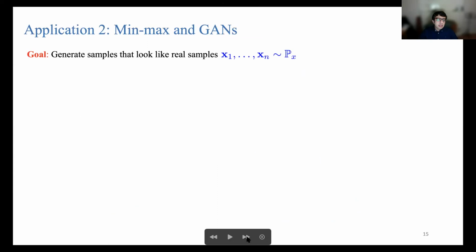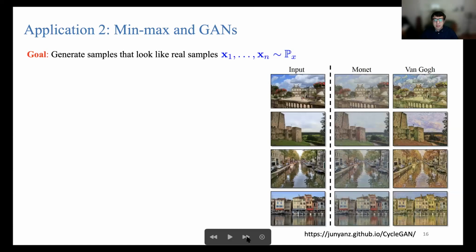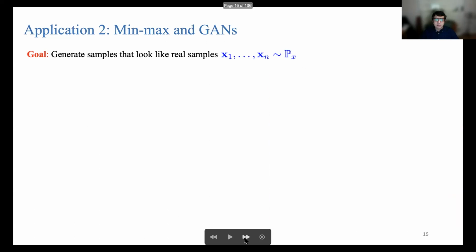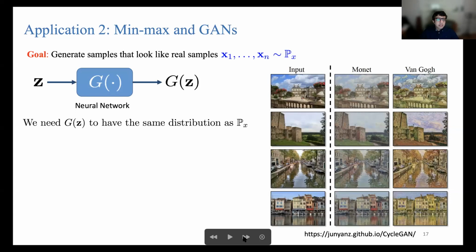This is another example. And the third example is, for example, in GANs, generative adversarial networks, that has applications in generating samples that look like real samples. So examples are changing images to different styles of painting, Monet or Van Gogh. And in this application, we need to find basically a function g that transforms a random variable z to another random variable g of z that has similar distribution as the distribution p of x. So g is parameterized by a network, so it's within a class of functions. We want to find a function that, after applying that function to z, our new random variable g of z has similar distribution as the distribution p of x.